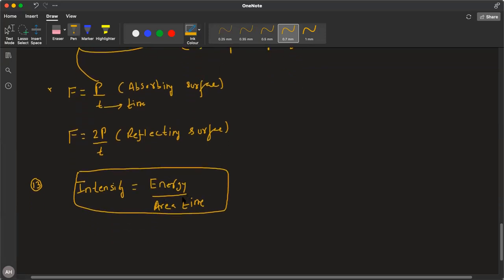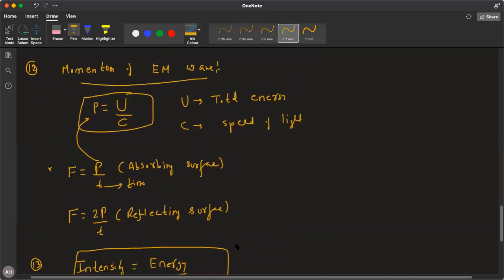Fatma, tell me, what should be the SI unit of intensity? What is the SI unit of energy? Joule. SI unit of area, meter square. Time, second. So that's joule per second per meter square. And joule per second is watt. So watt per meter square is the SI unit of intensity. Note it down. We'll do a few numericals now.